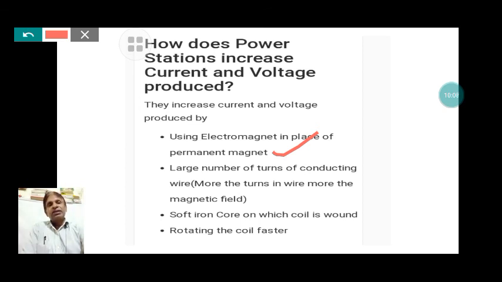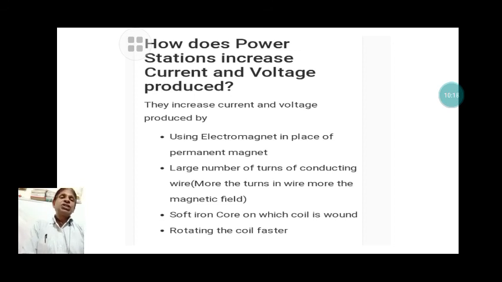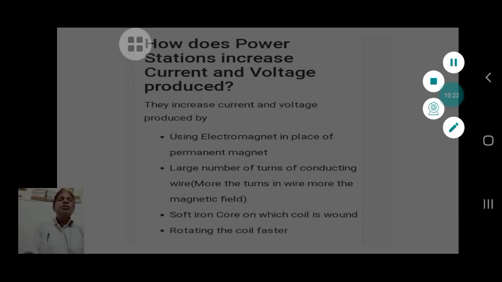Okay, students, now the electric generator is completed. In the first video we discussed the AC generator. In this video we discussed the DC generator. I hope you have understood. In the next video I will come with another topic. Thank you.